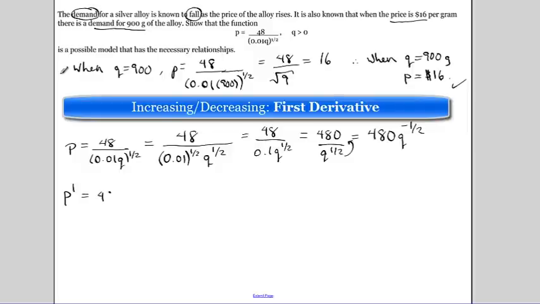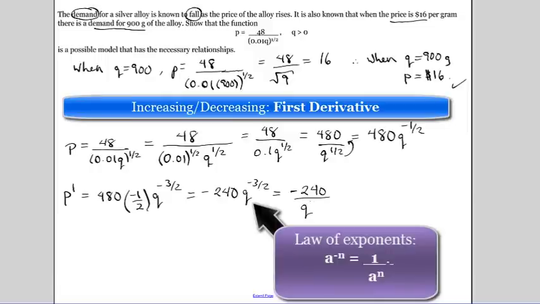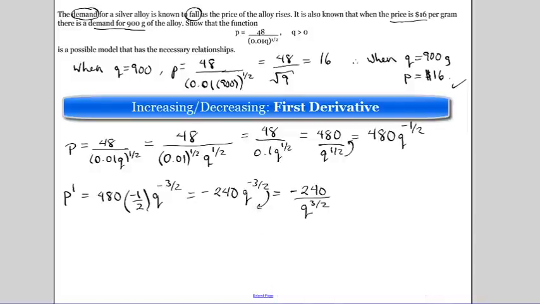Now we can take the derivative, and it's a lot easier this way. Bring down negative a half, and then subtract 1 from the exponent. So I'll have negative 3 halves. Now 480 times negative a half equals negative 240, and times Q to the negative 3 halves. So just as we did in the step above, I'm going to move that Q to the negative 3 halves down. So I'll negate the exponent, which will make it positive. So I'll just rewrite it. P prime equals negative 240, all divided by Q to the 3 halves.